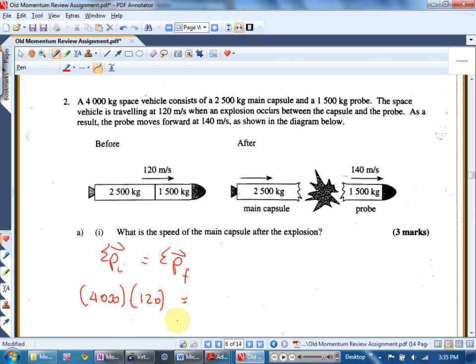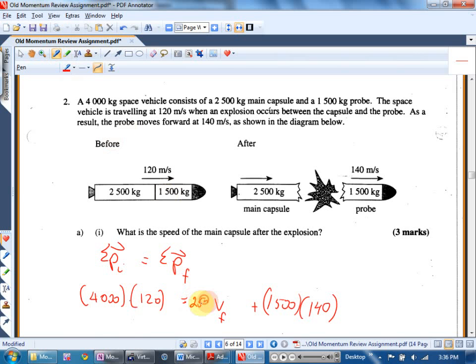After the explosion, what's moving? Mass 1, mass 2, or both? I'll have mass 1 times V final plus mass 2 times V final, where mass 2 is 1,500. And what's V final? 140. Positive or negative 140? Because I let to the right be positive. So I would replace this with 1,500 times 140. You know mass 1 is 2,500, right? So solve for the speed.